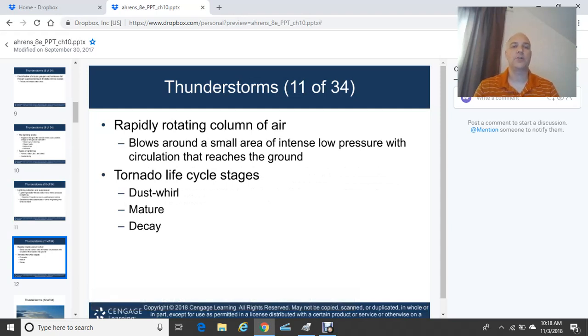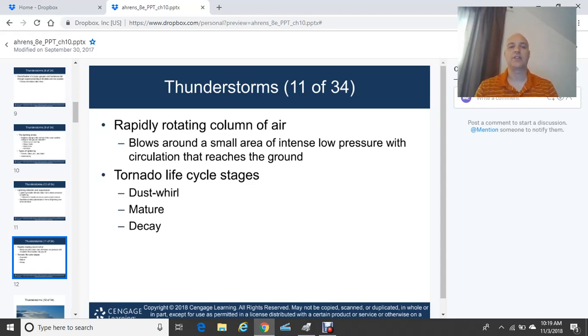With thunderstorms, just keep in mind that especially with severe thunderstorms and tornadoes, there's a rapidly rotating column of air. Right, and it blows around a small area of intense low pressure with circulation that reaches the ground. So when I'm talking about severe thunderstorms and tornadoes in particular, what is a tornado? It is a rapidly rotating column of air in contact with the ground. It has extremely low pressure within the actual funnel itself.